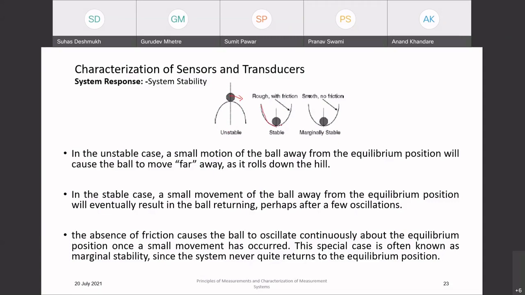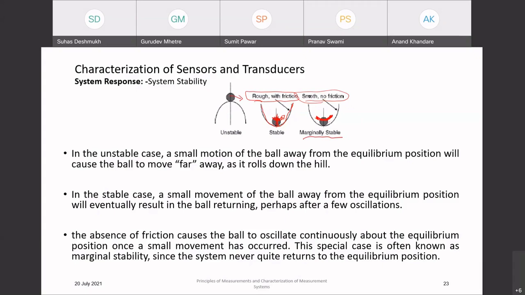And if I have a round shape or some ball is there, and if I'm going to displace it, it will oscillate and get into friction. If I have a smooth surface or no friction, I can have a marginally stable system, meaning it is continuously oscillating because there is no element to absorb energy. That's why it is called marginally stable, because it is continually oscillating to infinite time. And that is basically the difference between a stable system and an unstable system.